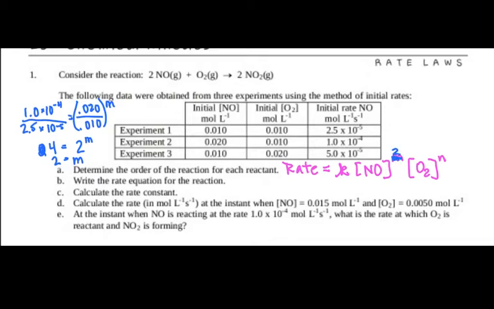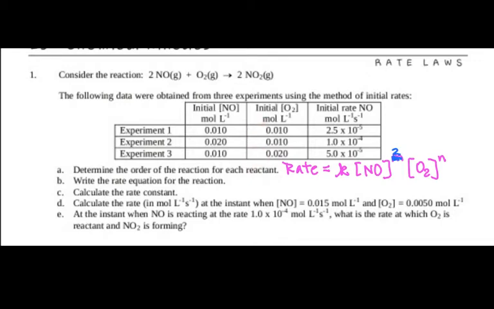Now we're going to do the same thing and solve for the reaction order with respect to oxygen. Alright, so doing this, we're going to look at which reaction the concentration of oxygen changes while the concentration of nitrogen monoxide remains the same. And if we look at this, we can see that it's going to be experiment 1 and experiment 3. We're going to put experiment 3 over experiment 1 because that concentration is larger.